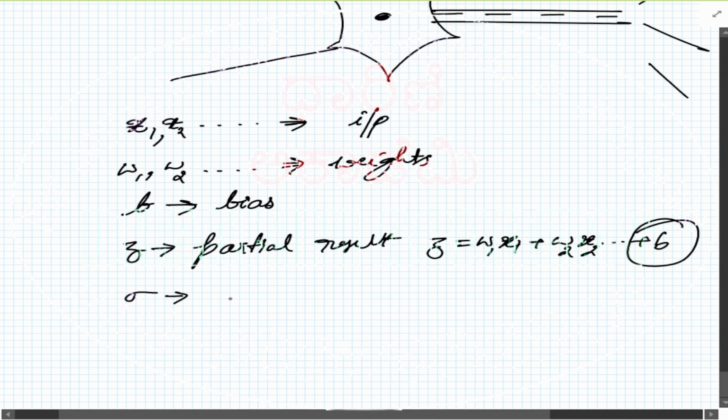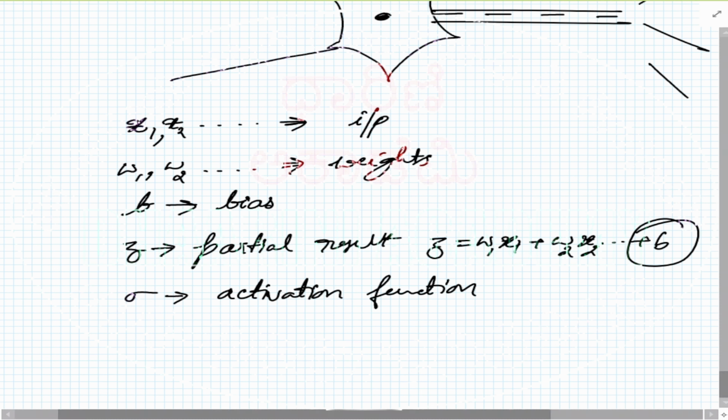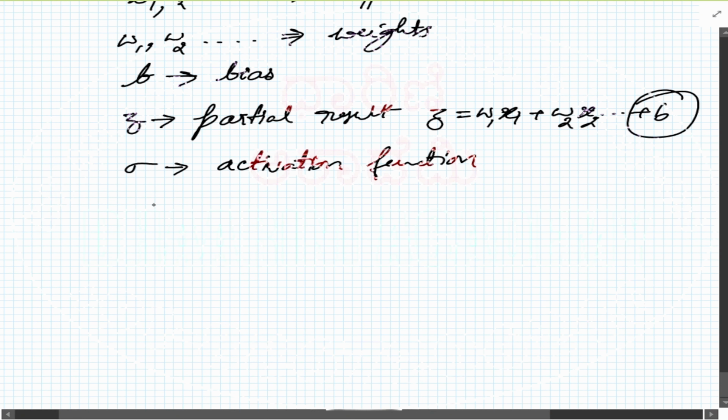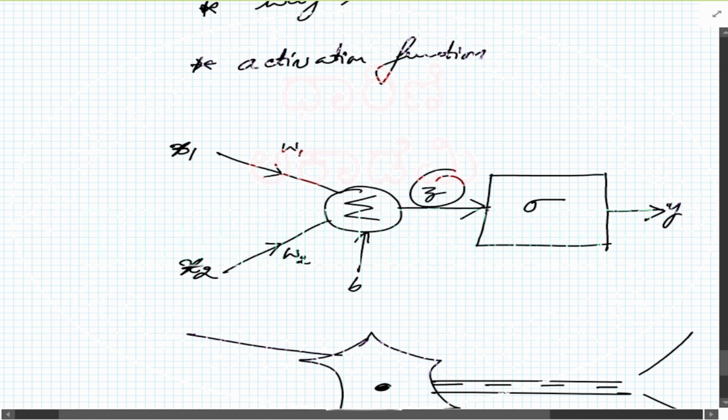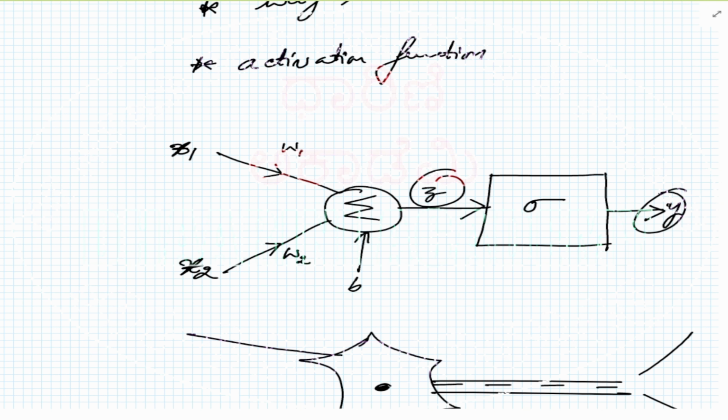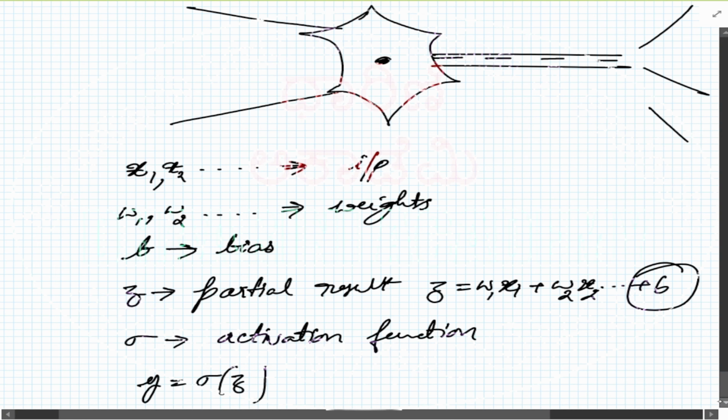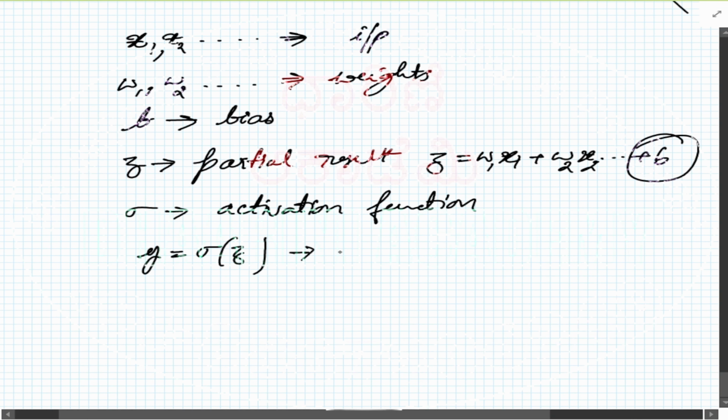Then the sigma is denoted over there. It represents what is called an activation function. The activation function is used to truncate your final answer, like y is equal to sigma of z, right? So you have a z that is coming up, and this z goes as input to this block where you apply sigma to that and you get a y as output. So y is equal to sigma of z. This is called the output.